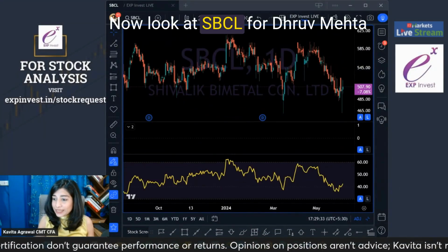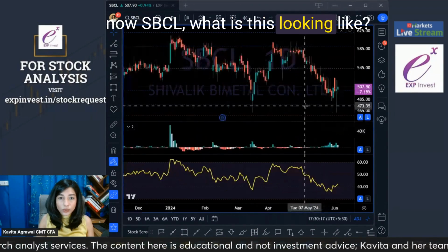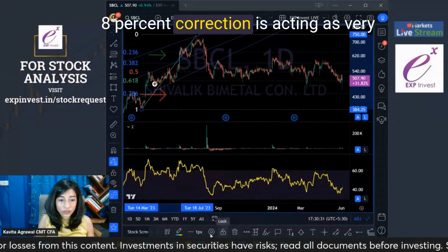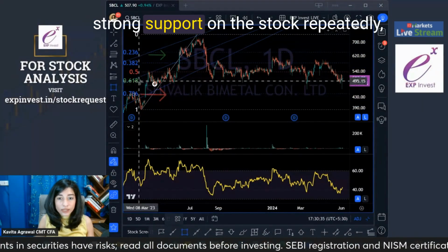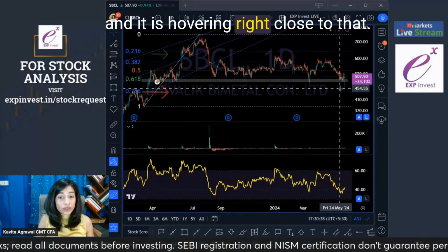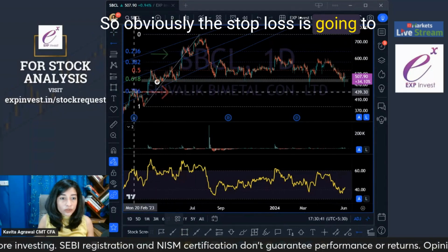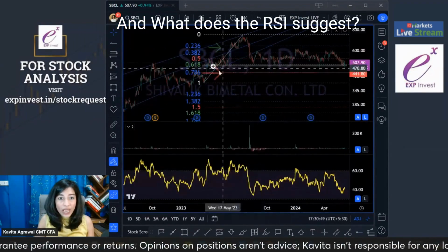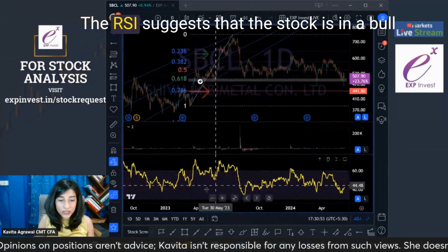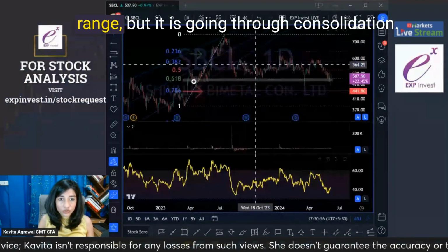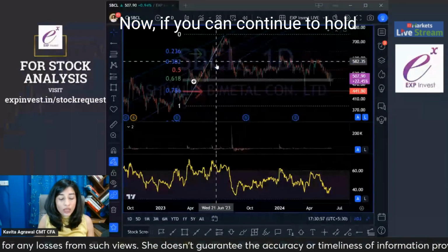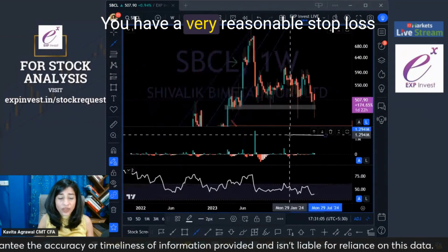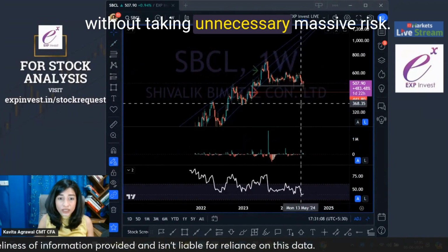Now look at SBCL for Dhruv Mehta. Now SB, what is this looking like? I can see the 61.8% correction is acting as very strong support on the stock repeatedly, and it is hovering right close to that. So obviously the stop loss is going to be exactly where I judged in the previous session, around 400 and roughly. And what does the RSI suggest? The RSI suggests that the stock is in a bull range, but it is going through consolidation. Now, if you can continue to hold this stock for the long term, it does continue to look pretty attractive. You have a very reasonable stop loss without taking unnecessary massive risk.